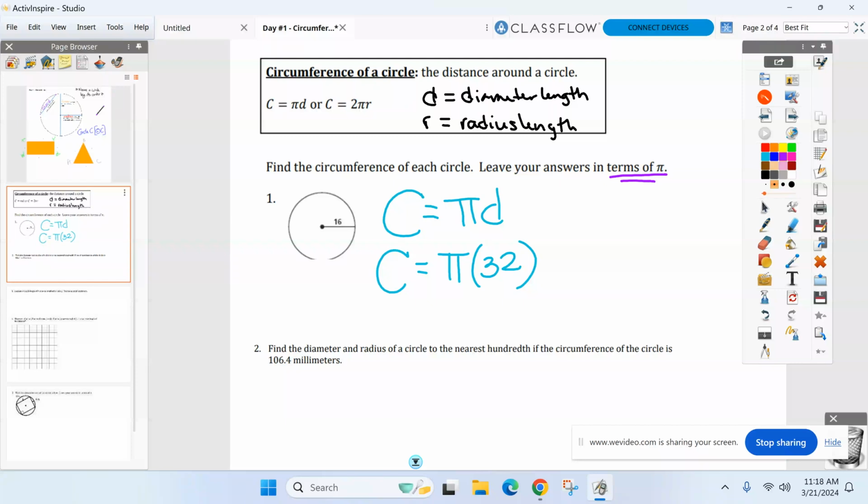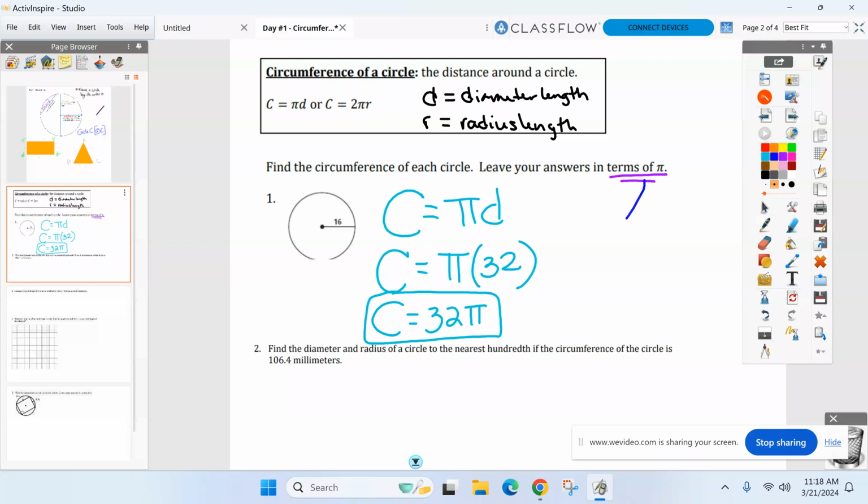I have a little issue with it, being the math guy. Do we say x4 or 4x in here? We say 4x, right? So you'll see me leave this with the pi at the end, 32 pi. Pi 32 doesn't sound right to me. It is correct, but. So the circumference, 32 pi.